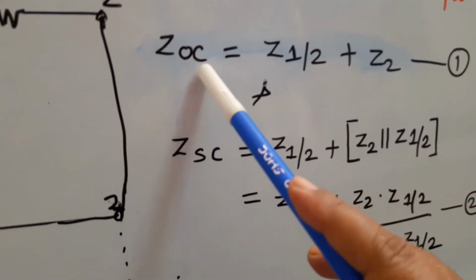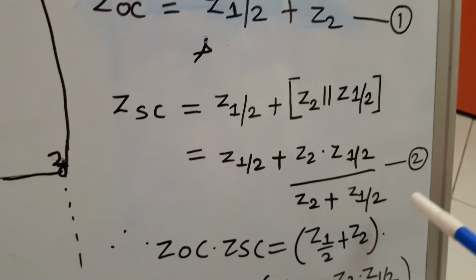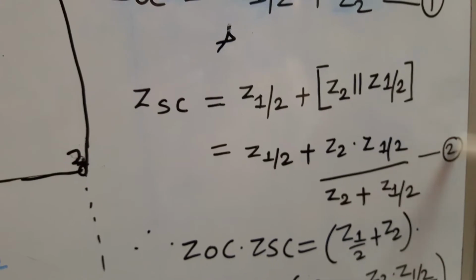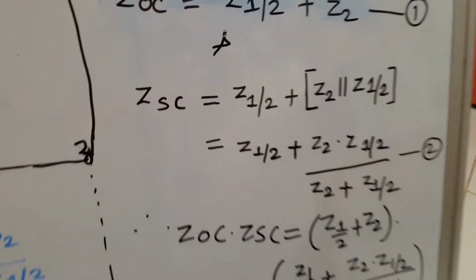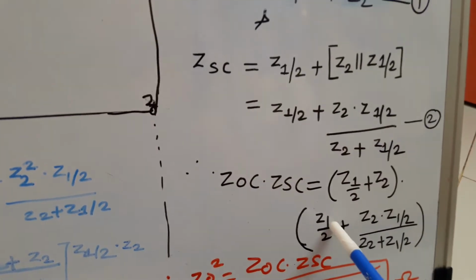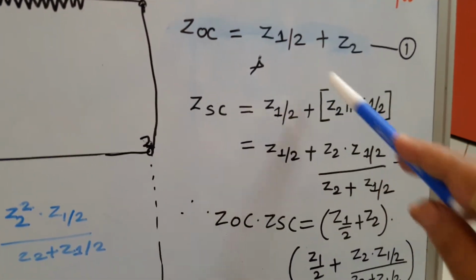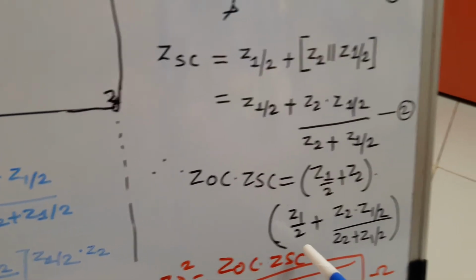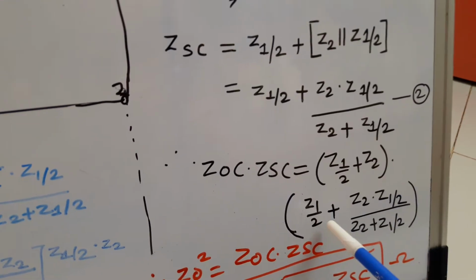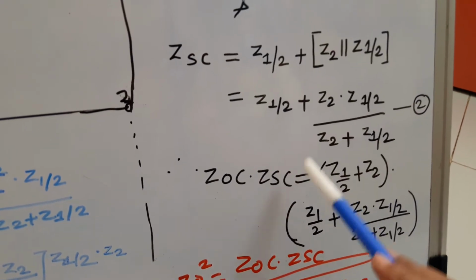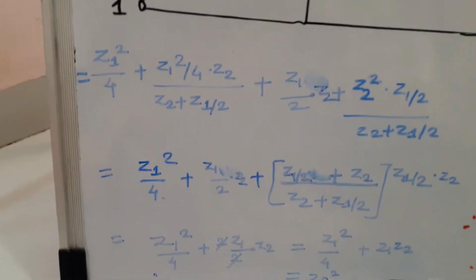So equation number 1 is the open circuit impedance, and equation number 2 is the short circuit impedance. Now let us multiply equation 1 and equation 2 with each other. So we will have ZOC into ZSC equal to Z1 by 2 plus Z2, multiplied by equation number 2, Z1 by 2 plus Z2 into Z1 by 2 divided by Z2 plus Z1 by 2. Now multiply the right hand side.